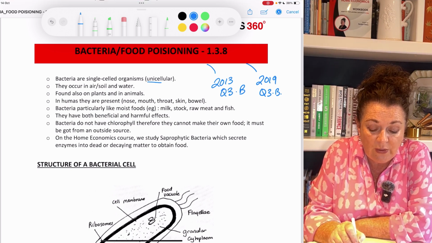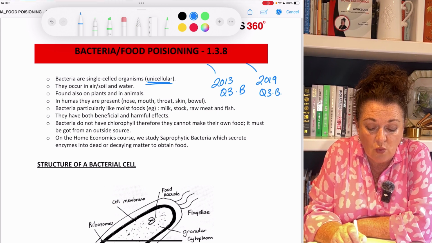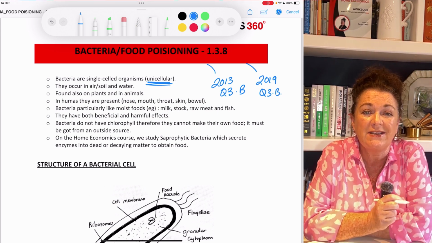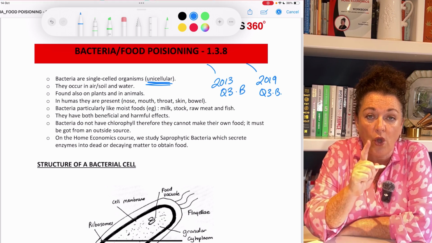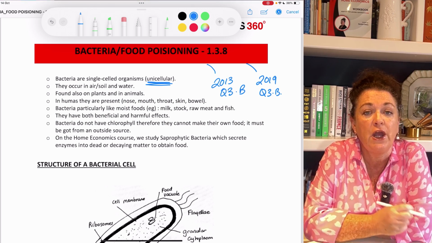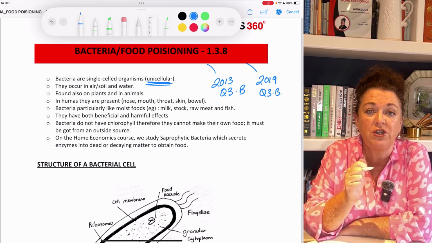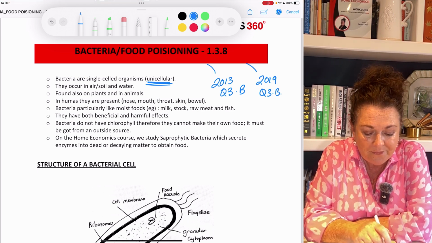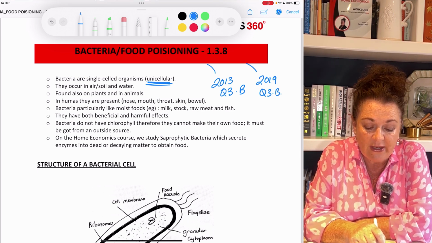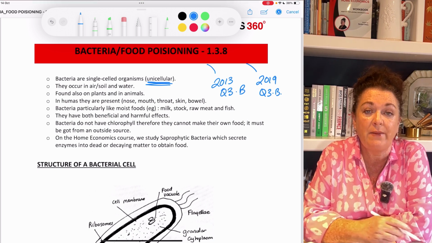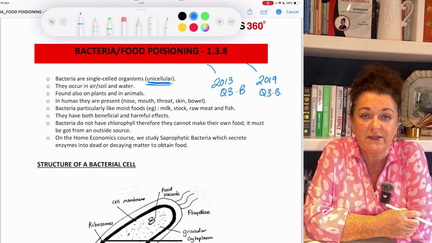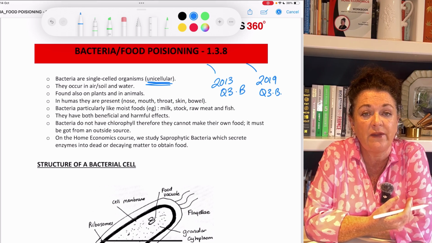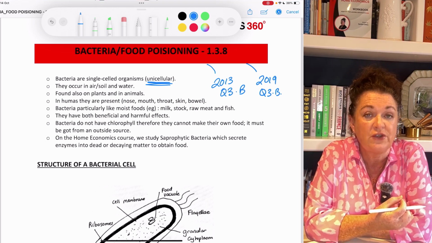They are unicellular. Now, we had that word already on our chapter on yeast. Unicellular means that we have one single cell. Remember, yeast was this oval-shaped, single-celled fungi. We find bacteria in air, soil, and water. For example, you are probably aware that bacteria can travel in the air, but also soil.